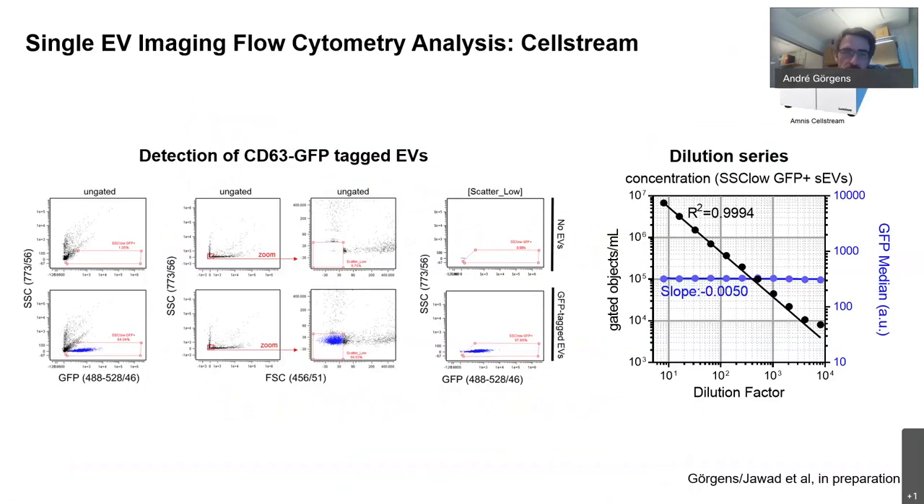I would like to also quickly mention that now in Stockholm, we are not using that image stream instrument that much anymore. There's a newer version, the cell stream, which we have started to explore. And this is just one example showing that we also can run the scatter low GFP positive events. In this instrument, we still have ongoing comparisons with the image stream and are currently working to optimize this method in a similar way. You see a concentration curve on the right where you see that you have a very nice correlation between a dilution series and the respectively detected objects over time.